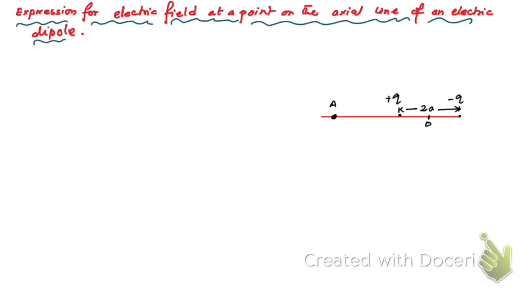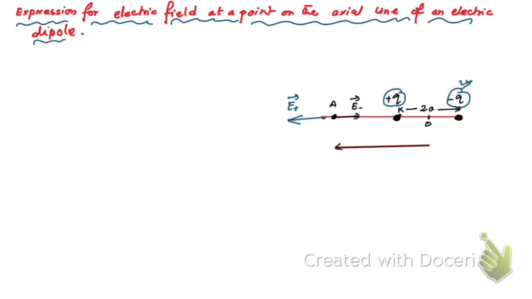Now you see, this charge is positive Q charge, right? And this one here is negative Q charge. So the direction of the electric field due to the positive charge should be radially outward, so it should be directed in this direction. So this is, suppose, the electric field due to the positive charge at the point A. Due to the negative charge, the electric field lines are radially inward, so the direction of the electric field at the point A will be in this direction. This is the electric field due to the negative charge, minus Q, at A.